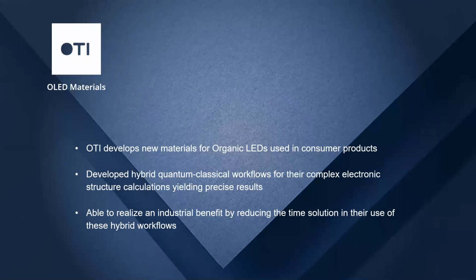The fourth one I'll mention here is OTI. OTI is a company that develops organic LEDs for consumer products. And organic light-emitting diodes are basically sandwiches of material where it's really important to know what the light-emitting and transmission properties of the materials are. So they are doing a lot of complex electronic structure calculations. And they've been able to develop hybrid quantum classical workflows that allow them to do this and still yield precise results. And that actually reduces the iteration time that they see in the calculations that they're running, which is providing them with sort of an industrial benefit that they want to leverage as it grows.